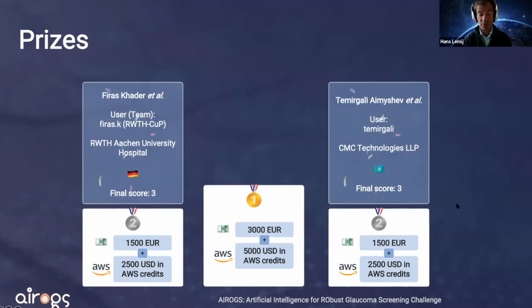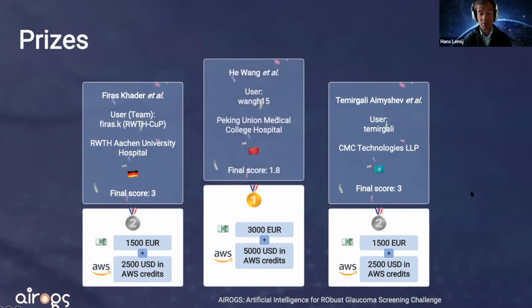So the winner, who's the winner? That is the group led by He Wang, and you can see the name of the user group, and they come from Beijing, the Peking Union Medical College Hospital, and they've won the challenge, and they've reached an outstanding performance. So I'd like to congratulate all of you, because we've finally managed to get an AI solution for glaucoma screening under real-world circumstances. Thank you very much.